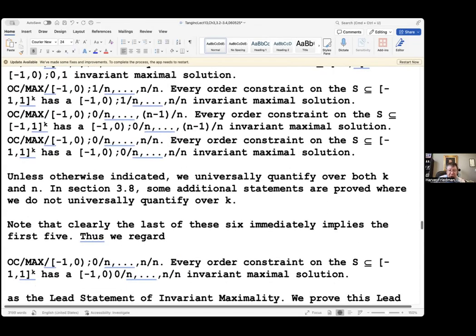We universally quantify over both K and N in these statements here. We will quantify over K and N unless we specify otherwise. But sometimes we don't universally quantify over K. At the end of this chapter we talk about what happens when you make K equal N, so you just use one variable. Turns out to not make much difference. By the way, that's an interesting point. All right.